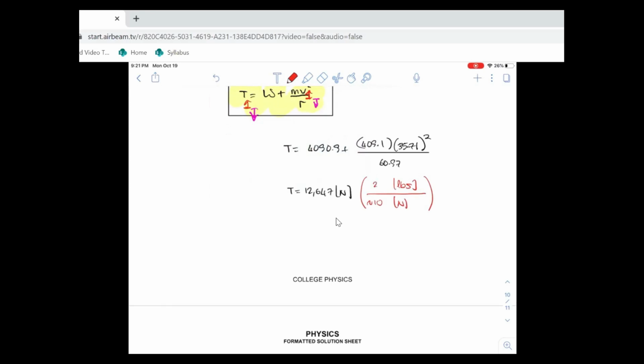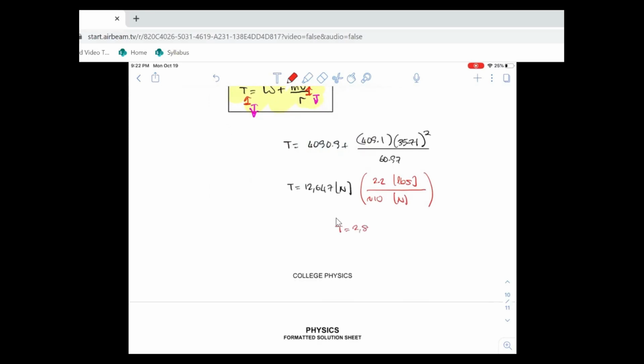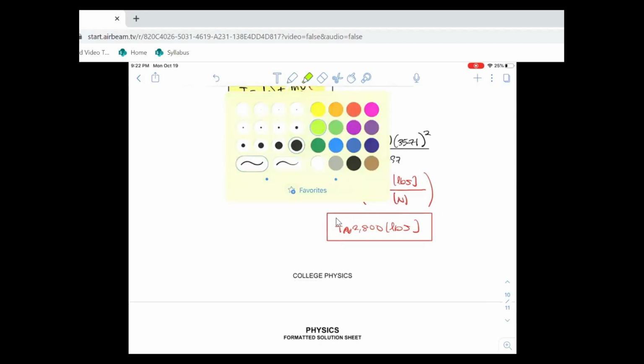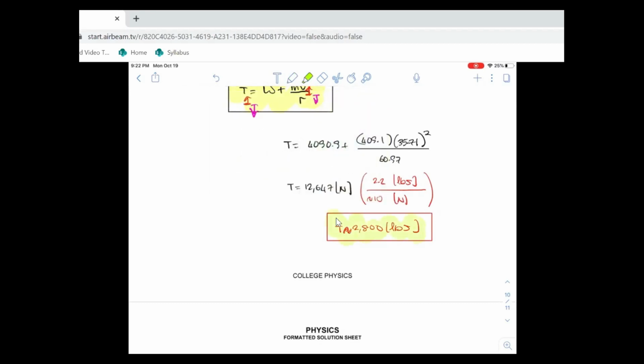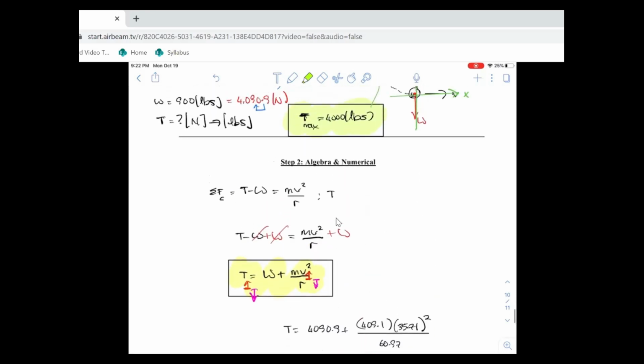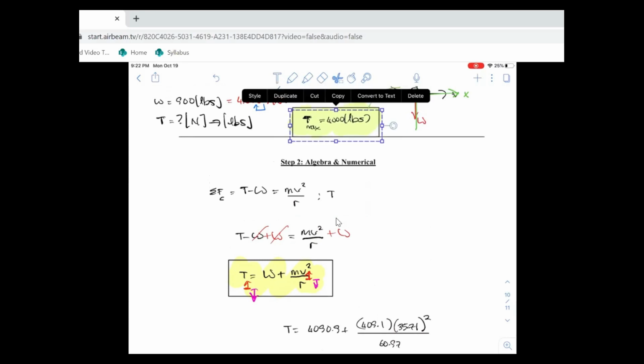2.2 pounds is roughly about 2,800, almost. I think this is correct. So the tension that these people induced on the cable is about 2,800, roughly 2,800 pounds. You know that 2,800 pounds is going to be less than 4,000 pounds, right?